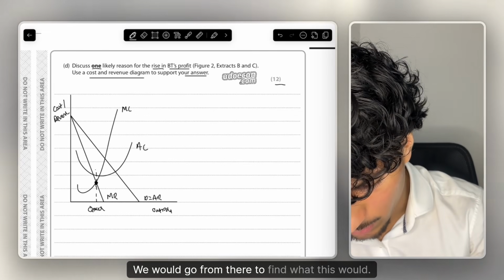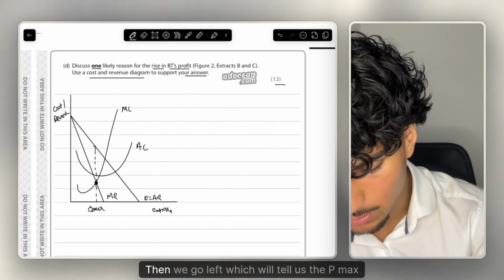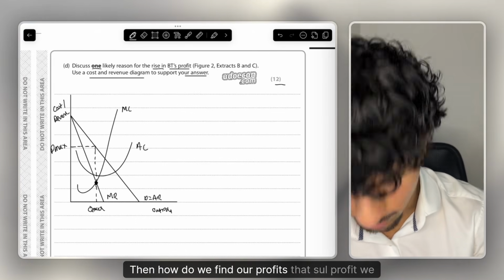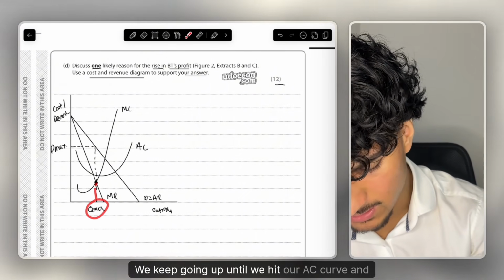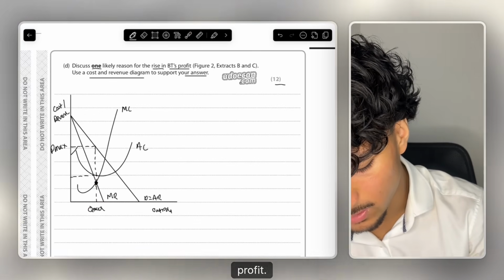We would go up from there until we hit our D equals AR curve, then we go left, which will tell us the P max price. Then how do we find our profits? That's supernormal profit. We go from Q max, we keep going up until we hit our AC curve, and this will now tell us our box of supernormal profit.